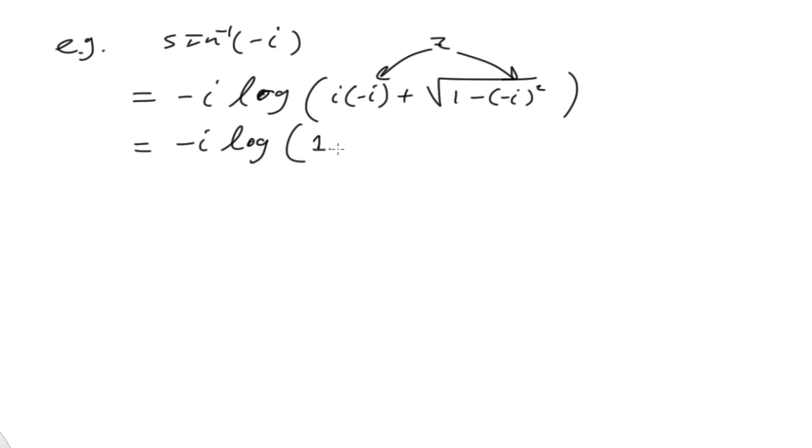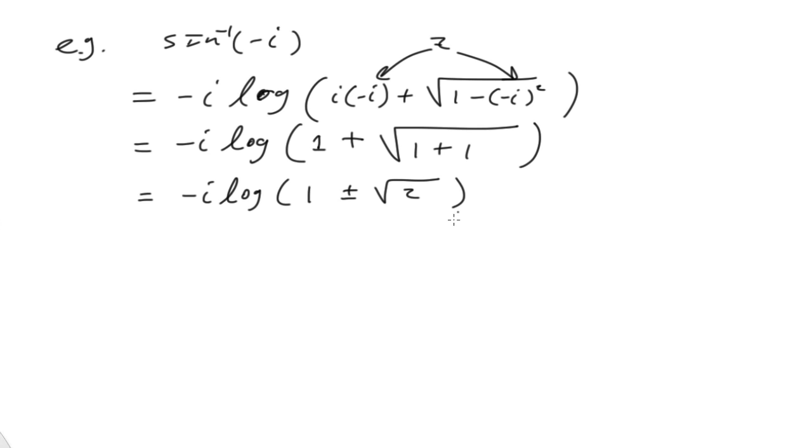That becomes positive 1, and then we have a plus square root, and we have 1, and that i squared then becomes negative 1. That becomes a positive, that becomes positive 1 right there. So remember, this is multi-valued, so that becomes negative i times log of 1 plus or minus square root of 2. All right. So now let's recall what this is.